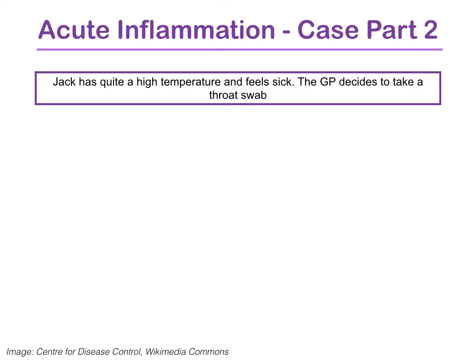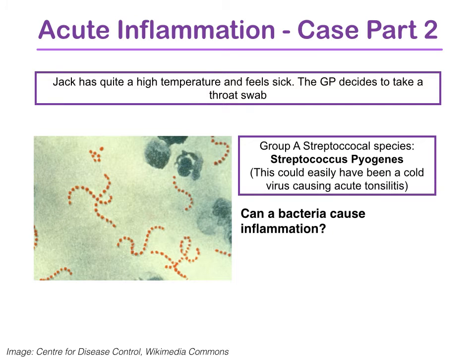So he's got quite a high temperature and he feels quite sick. Now most tonsillitis is quite commonly caused by viral illness, but here he's got these nasty white looking patches on his tonsils, and that makes you think that maybe it could be a bacteria causing this. So the GP takes a throat swab, and the results come back from the laboratory and they've grown these little strings of pearls under the microscope, and these are streptococci, the main species that can cause a bacterial tonsillitis. It's usually Streptococcus pyogenes, an example of a group A streptococcus.